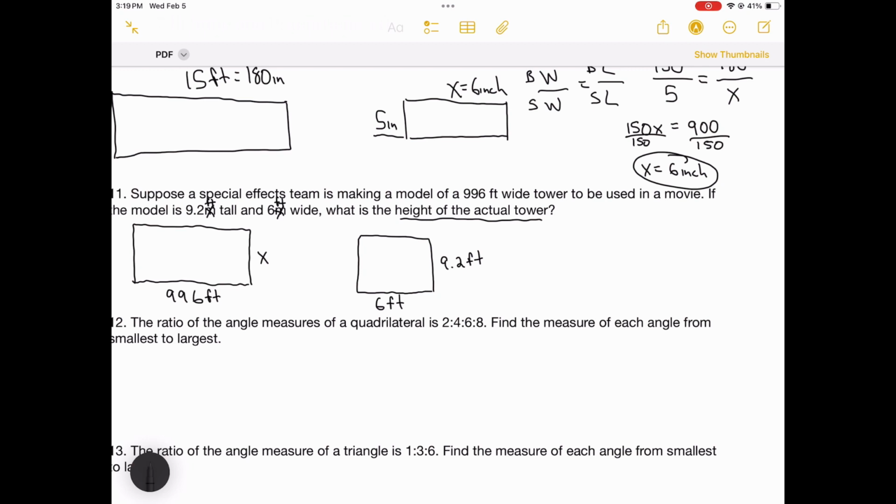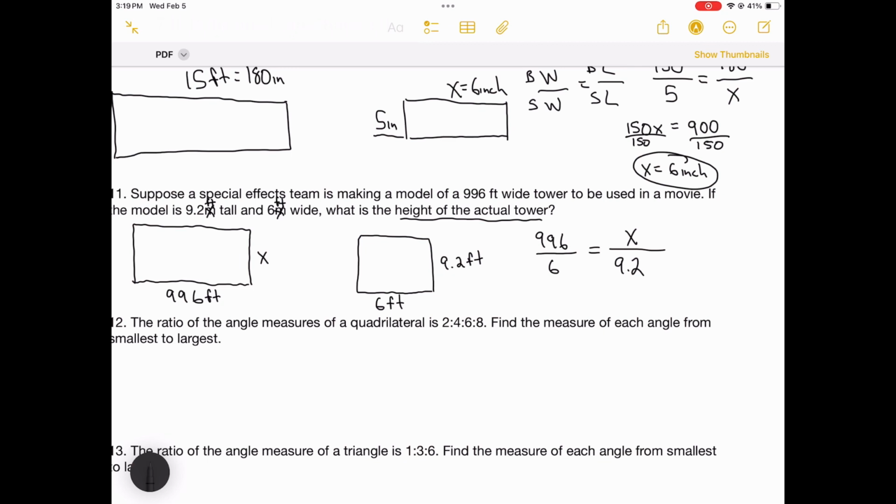So here we go. 996 over 6 equals back to big, which is x, 9.2. There you go. Save a little time because I'm going to run out of time on this video. I know you know how to cross multiply now. I'm going to go ahead and skip to the next one.